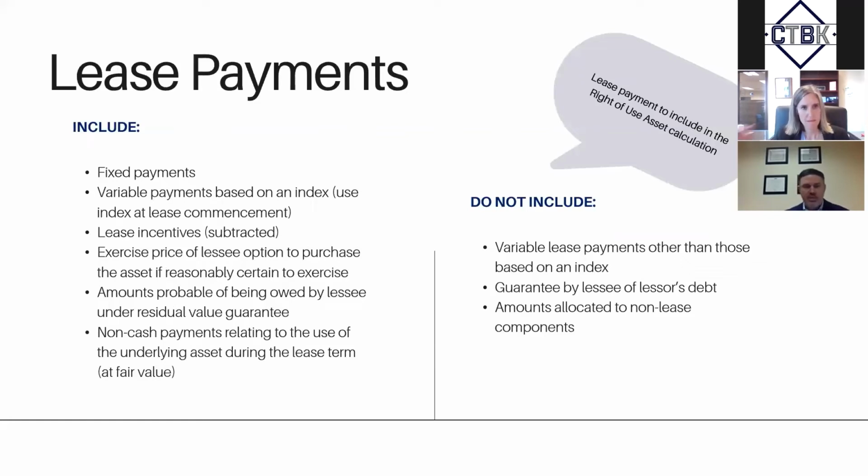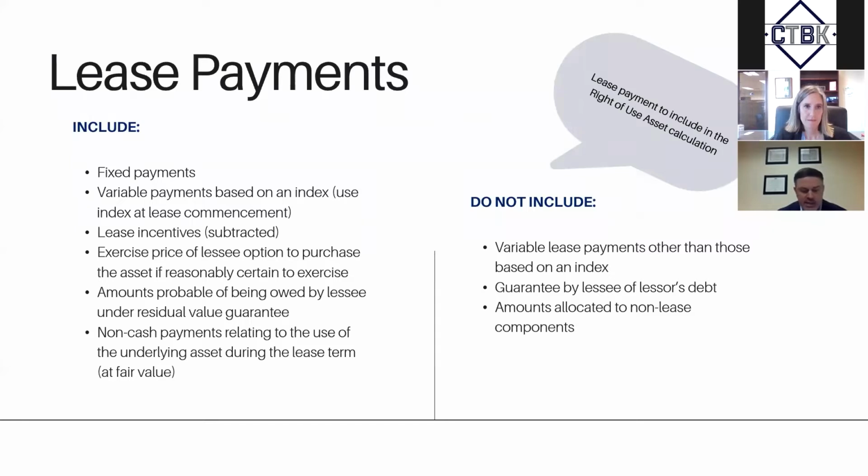So again, as promised, there are some further details on lease payments here to include in the calculation for the right of use asset. The first item that you'd include is fixed payments. So that's what we see in most leases. There'd be a standard fixed payment. Obviously, you'd include that. You would also include a variable payment that is based on an index. And by that we mean a payment that increases annually based on a prime or LIBOR or other index rate.